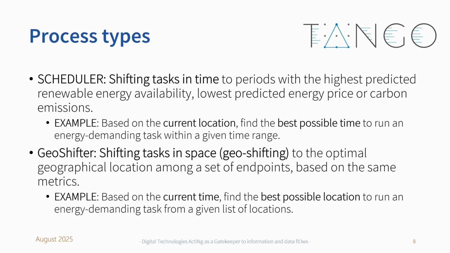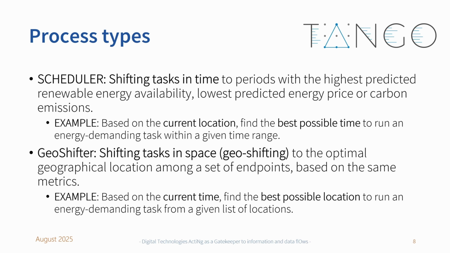GeoShift, in contrast, is designed to optimize where a command should be executed by evaluating multiple possible locations. It takes a list of endpoints, each with a location and a command, and for each one it fetches the current value of the selected optimization metric, such as energy price, emissions, or renewable potential. GeoShift compares these current values across all locations and immediately executes the command at the location that offers the best metric, according to the user's preference.